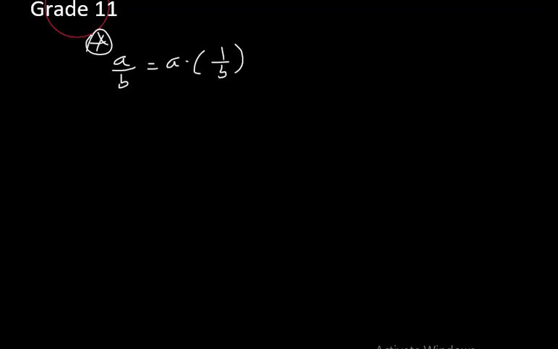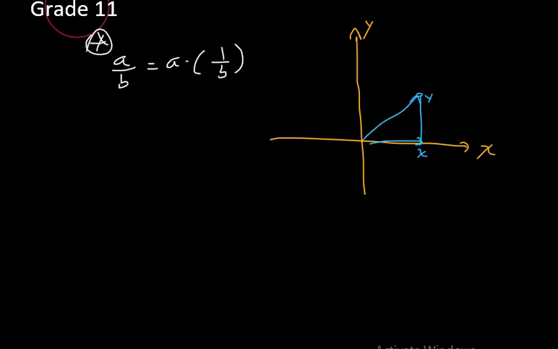The second fact is conjugates. We have to discuss conjugates. If you have the x and y axes, let's represent a complex number here. Let it be that the complex number goes x units to the right and y units upward. This is the position for the complex number z, which is x plus yi.